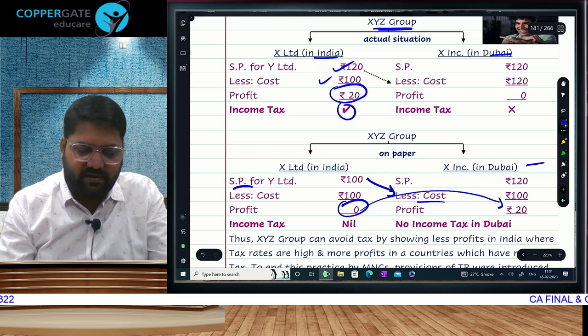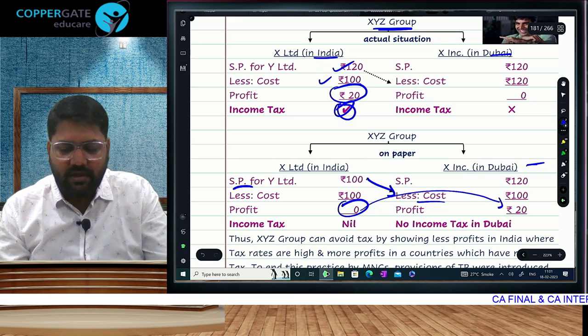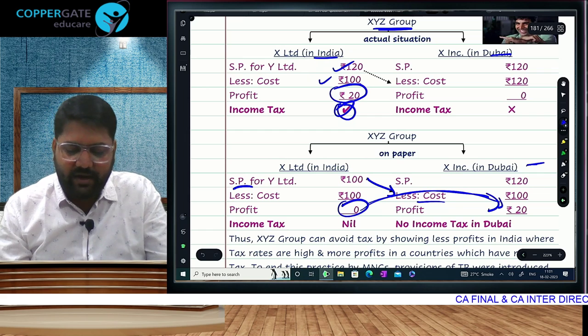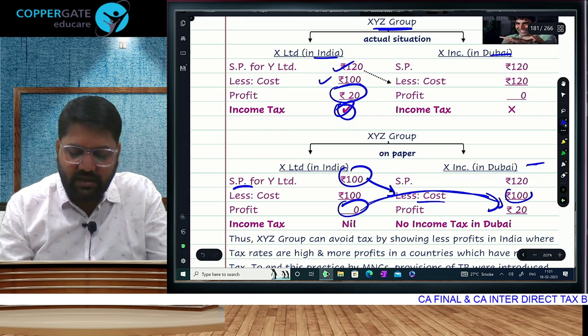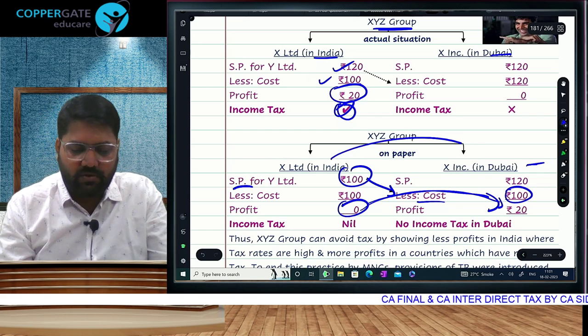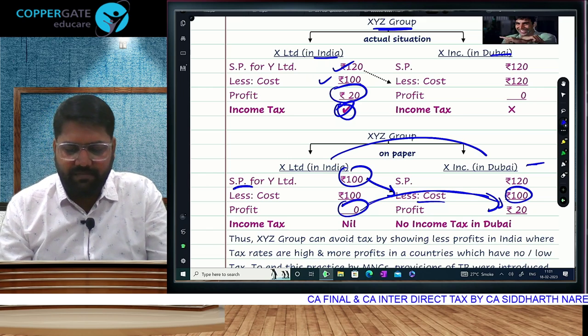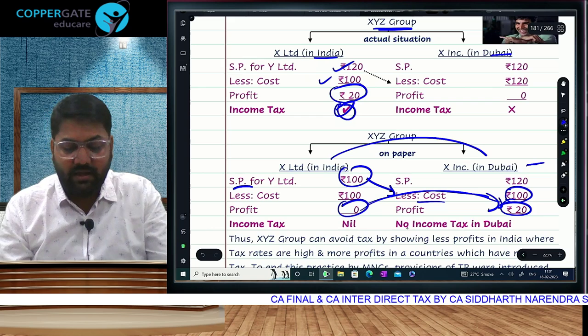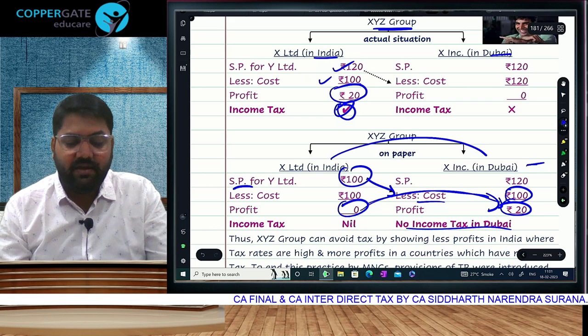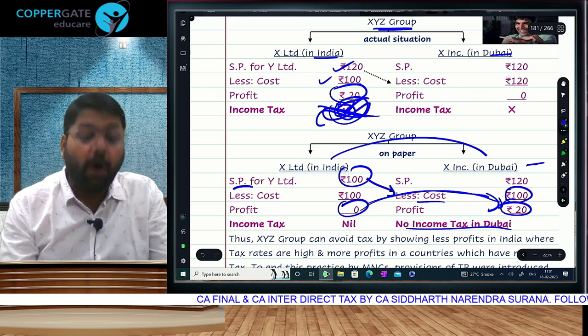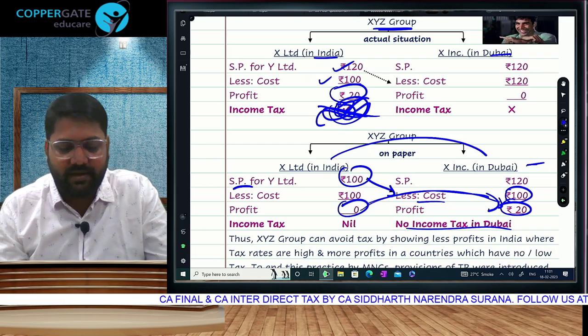The profit that we were earlier showing here and therefore paying tax on will now be shown there, because at what price to transfer is exclusively under our control. Both companies belong to us only. We are the same multinational group, and because this profit is being shown in Dubai and there is no income tax in Dubai, we have ended up avoiding the tax that we would have otherwise paid in India.